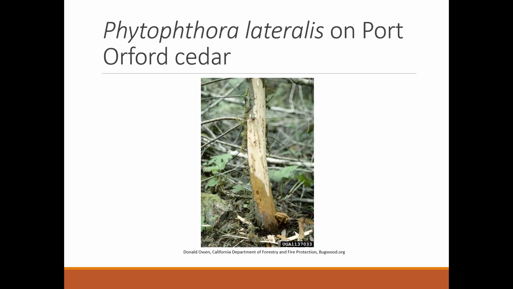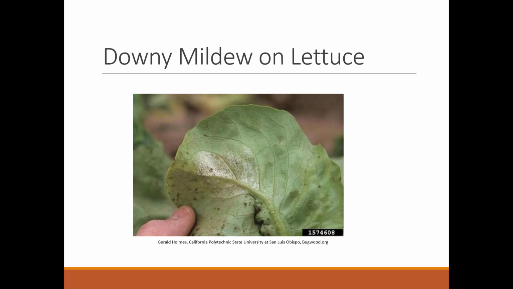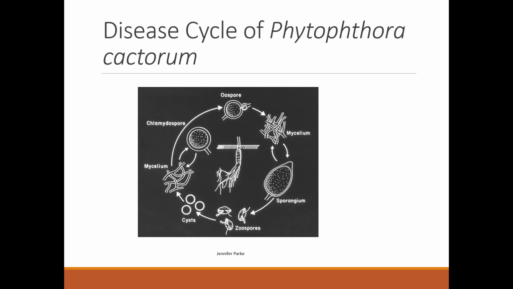Okay, here's Phytophthora lateralis on Port Orford cedar. We've talked a little bit about this in conifers. Very susceptible, unfortunately, one of our natives. Here's downy mildew on lettuce. And so here is a disease cycle of Phytophthora cactorum, another type of Phytophthora that is found on apple trees.